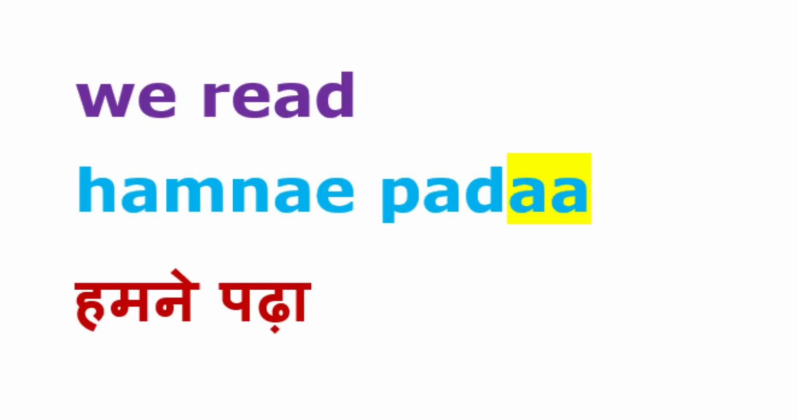Okay, for we read, it is humne pada. Why? Because there is no object, and if there is no object, it is always third person singular masculine, which always ends with the sound a, regardless of whether it's hum or main, tum, aap, anything. It is always going to be an a ending if there is no object. It's quite easy. We'll see the next one now.